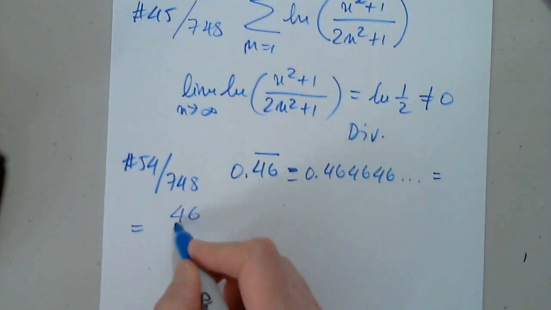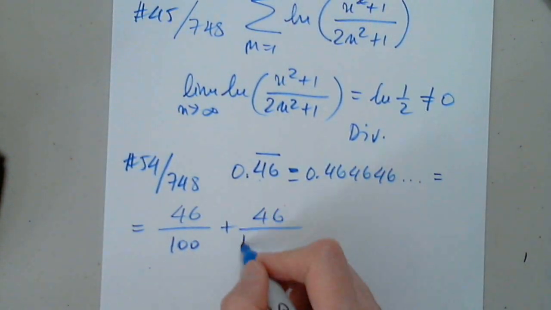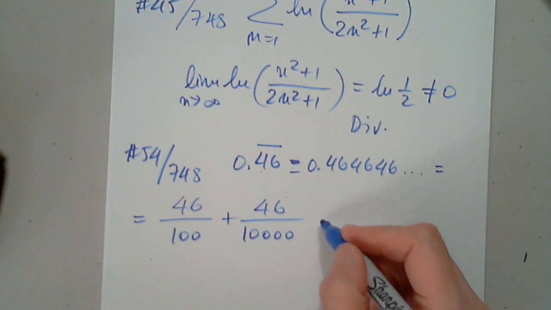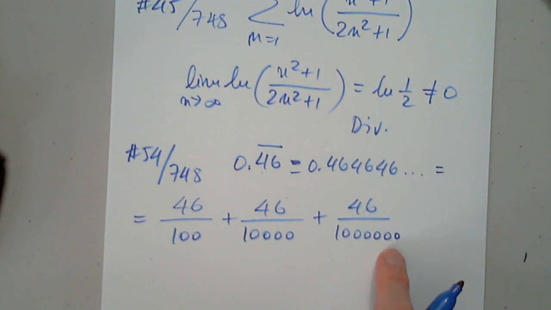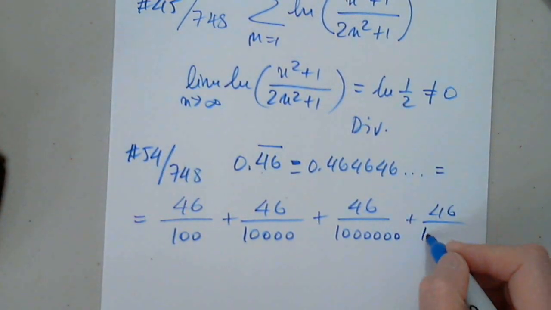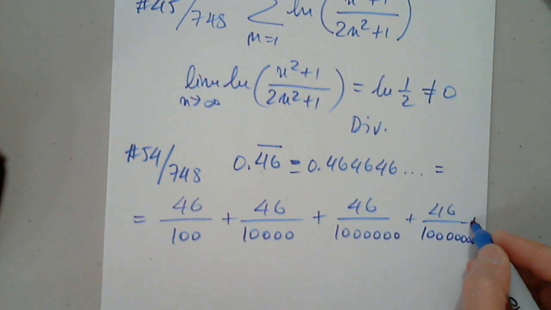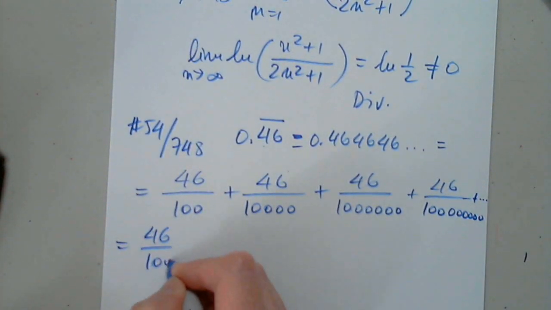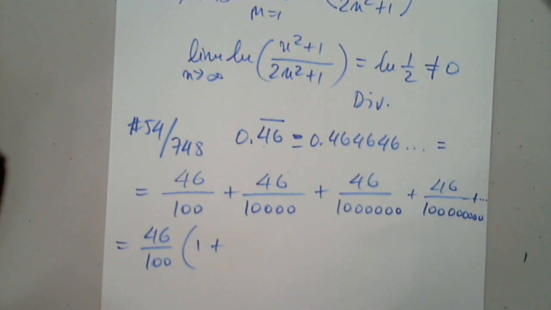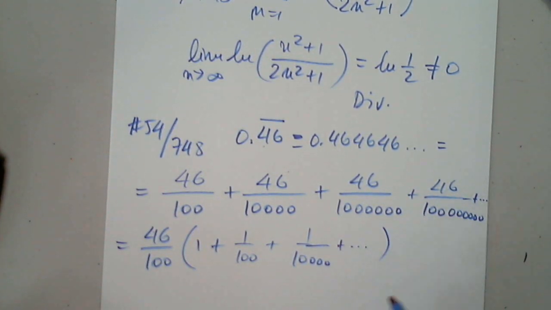Well, 46 over 100 plus 46 over 10,000 plus 46, I'm adding 2 zeros, plus 46, I'm adding 2 more zeros, and so on and so forth. So obviously this is 46 over 100 times (1 plus 1 over 100 plus 1 over 10,000, and so on and so forth).